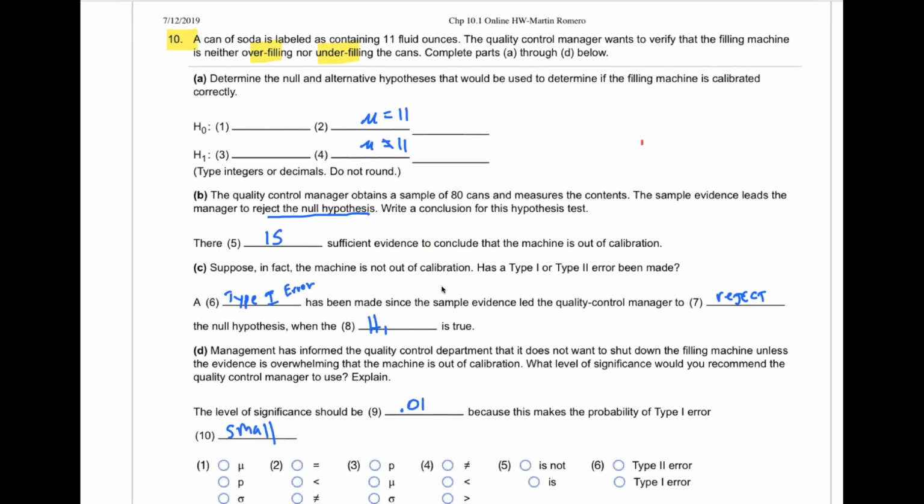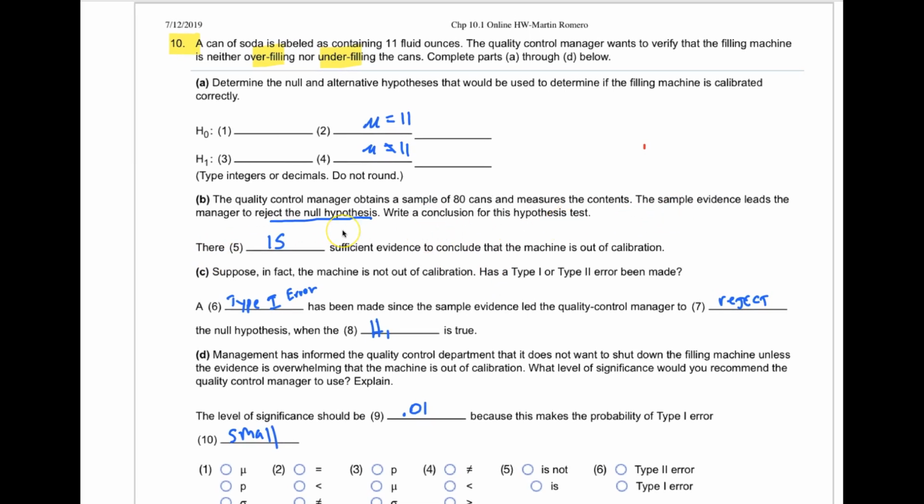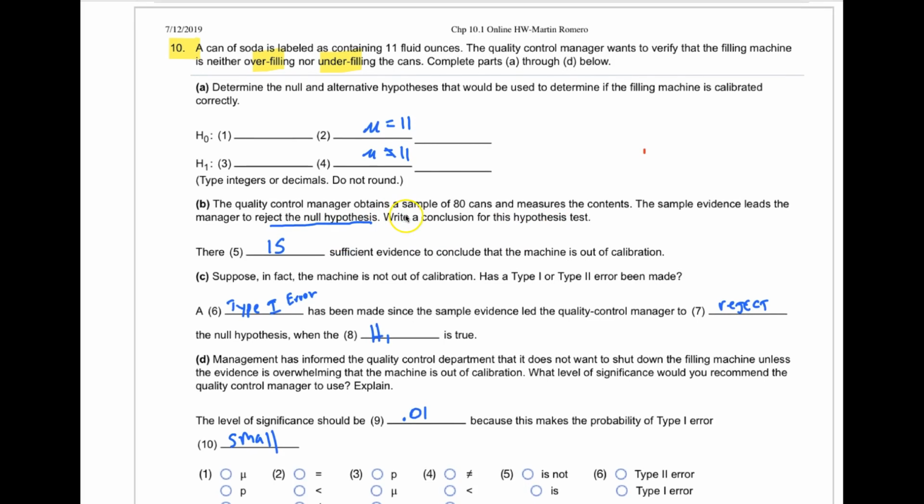Now let's say the manager obtains a sample of 80 cans and measures the contents. The sample evidence, after collecting the data, leads the manager to reject the null hypothesis. Write a conclusion for this test.